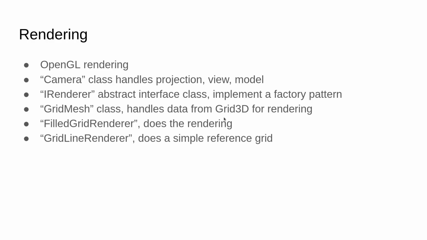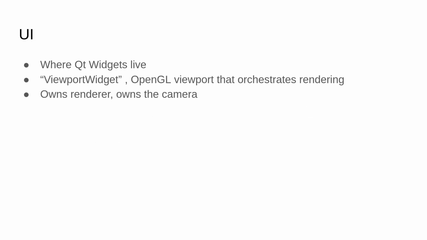This kind of handles the data from the Grid 3D class that I talked about earlier, and this is for rendering, so you could think of this as kind of the middleman between the core layer and the renderer. And then finally the filled grid renderer, which actually makes the image. Another thing you probably saw was the reference grid that we had on the floor there, so the grid line renderer, and all this is just simple, almost like Outrun style, the game Outrun, flat surface in our little model space.